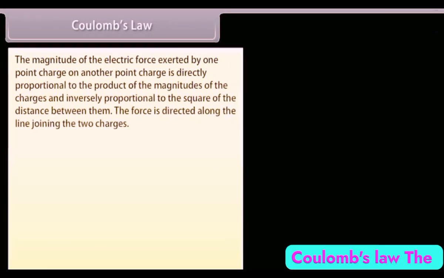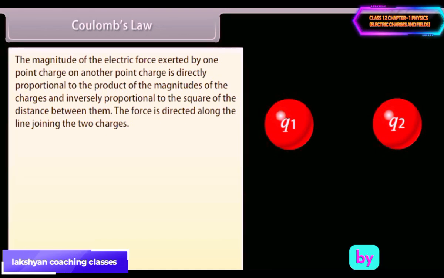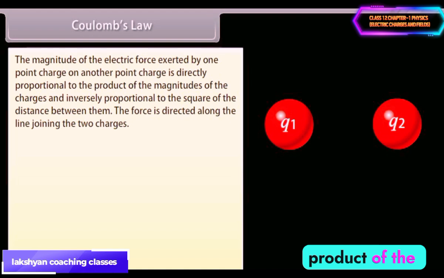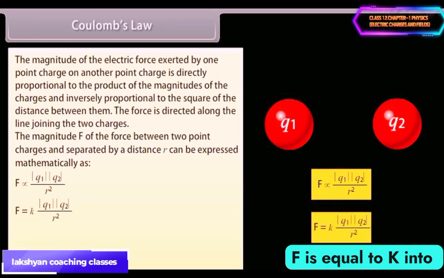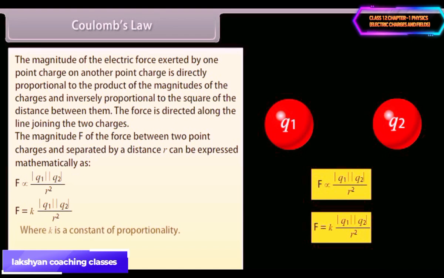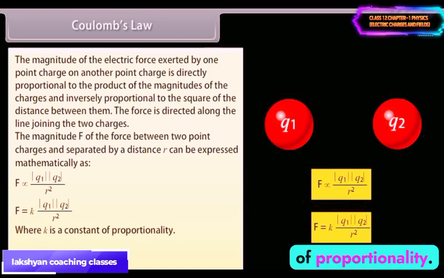Coulomb's law. The magnitude of the electric force exerted by one point charge on another point charge is directly proportional to the product of the magnitudes of the charges and inversely proportional to the square of the distance between them. The force is directed along the line joining the two charges. The magnitude F of the force between two point charges Q1 and Q2 separated by a distance r can be expressed mathematically as F = k|Q1||Q2|/r². Here, k is a constant of proportionality.